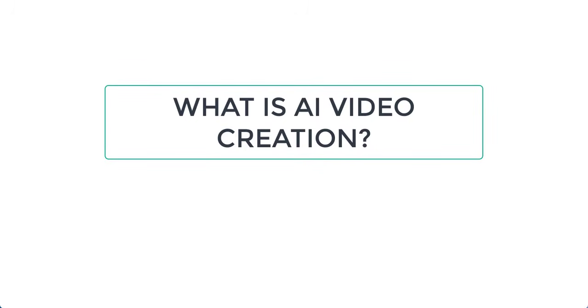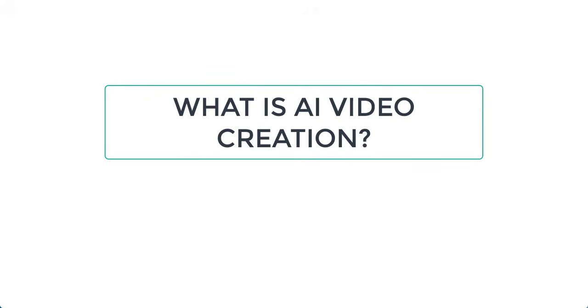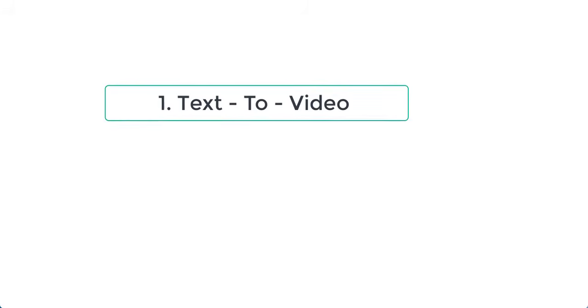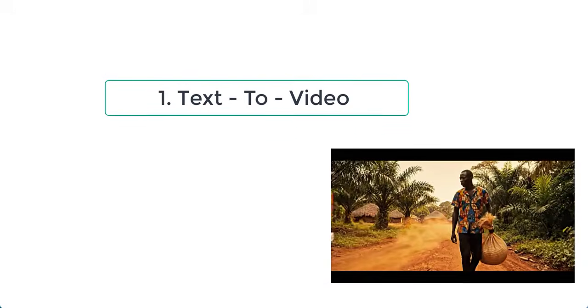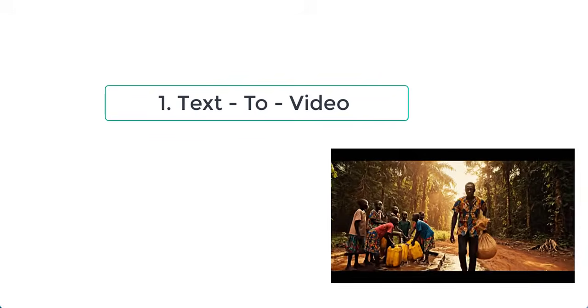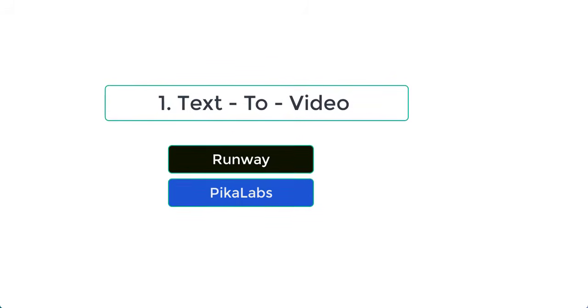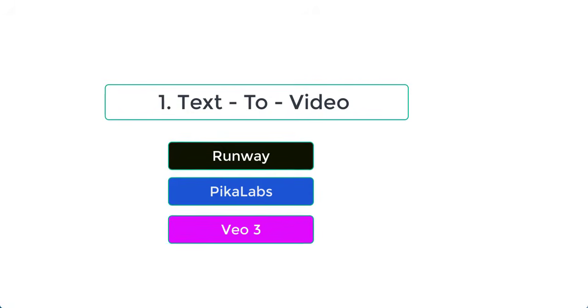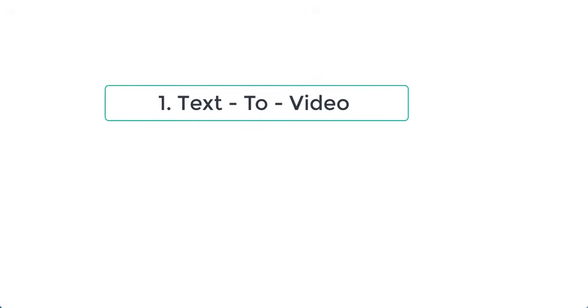Now, there are different types of AI videos you can make. Now, let me break them down for you. Let's start with number 1, text to video. Here, with text to video, you type a description and the AI generates a video clip. So there are tools like Runway, Picalabs, and Veo 3. These are some of the tools that I use for text to video creation.